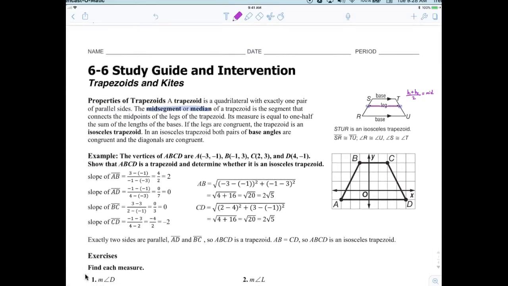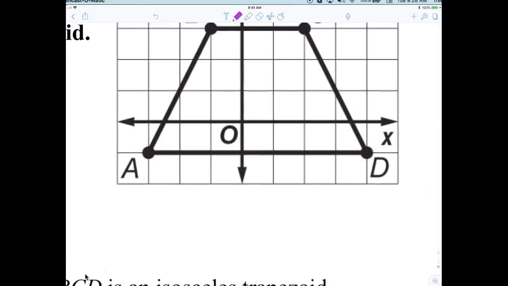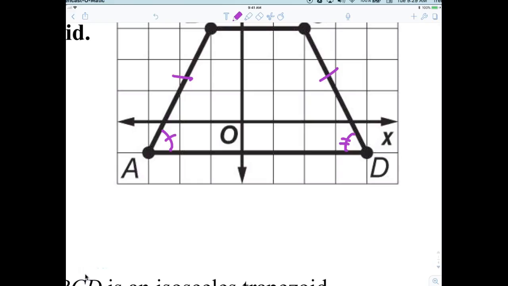Now, in a trapezoid, I want to make sure this is clear. This is called a base angle, and this is called a base angle. Those do not have to be the same measure unless it is an isosceles trapezoid. An isosceles trapezoid just means that these sides are equal. Everybody with me on that? Those sides are equal. This over here, believe it or not, is also base angles. There are two bases, so there are base angles here.